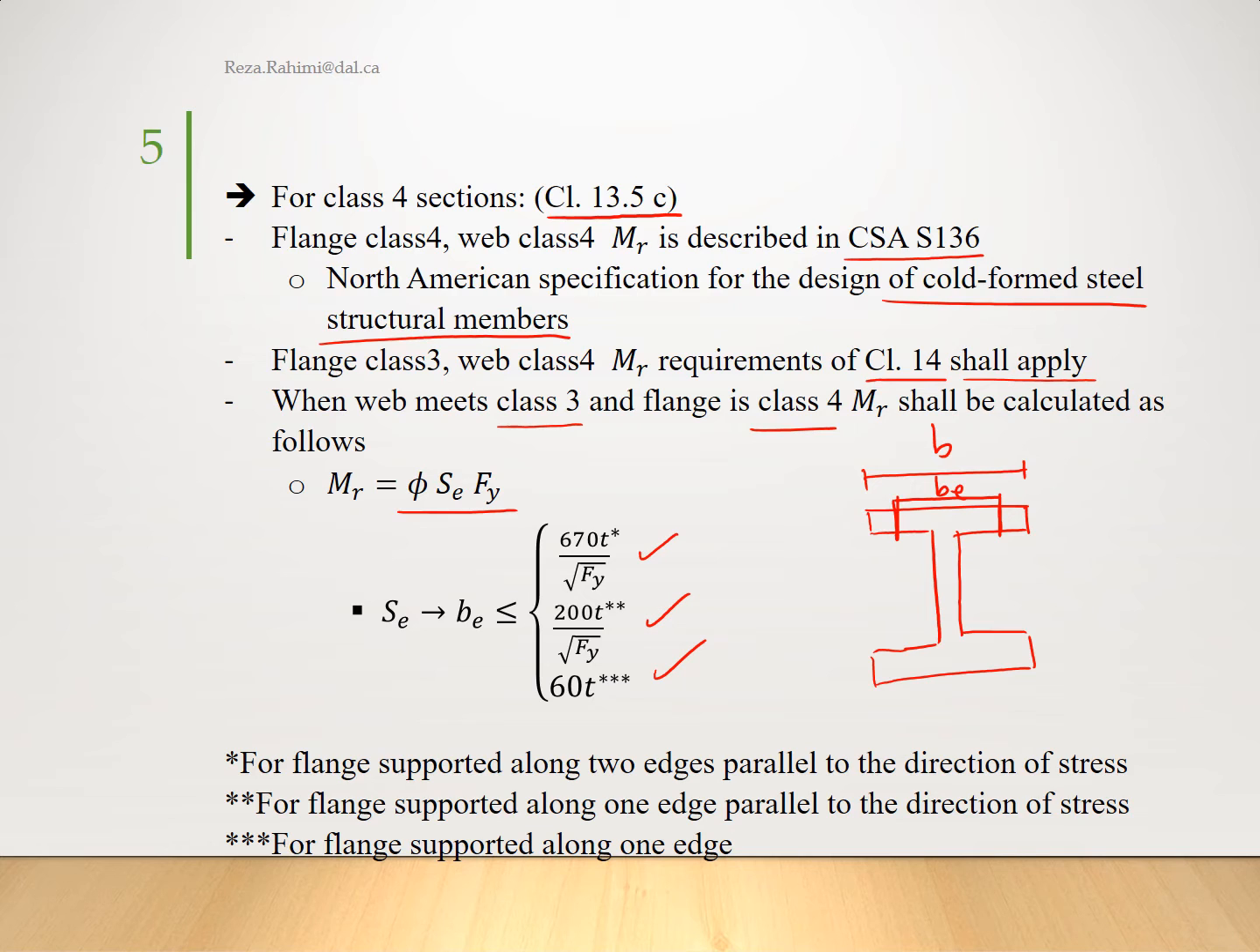The first one is for a flange supported along two edges parallel to the direction of stress. The second one is for a flange supported along one edge parallel to the direction of stress. And the third one is for a flange supported along only one edge.